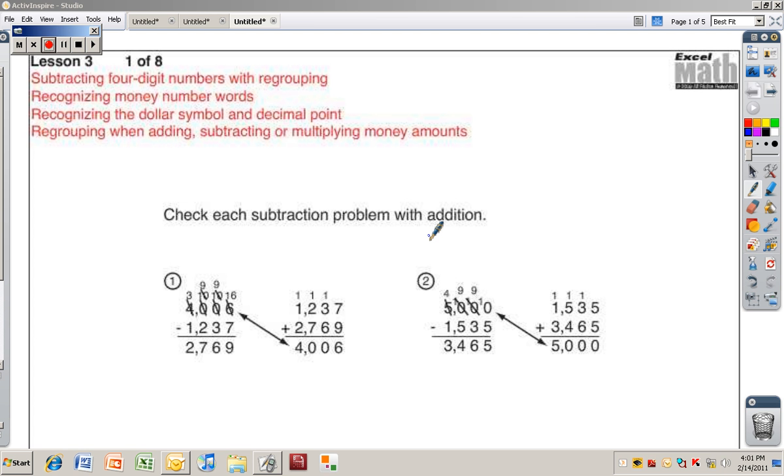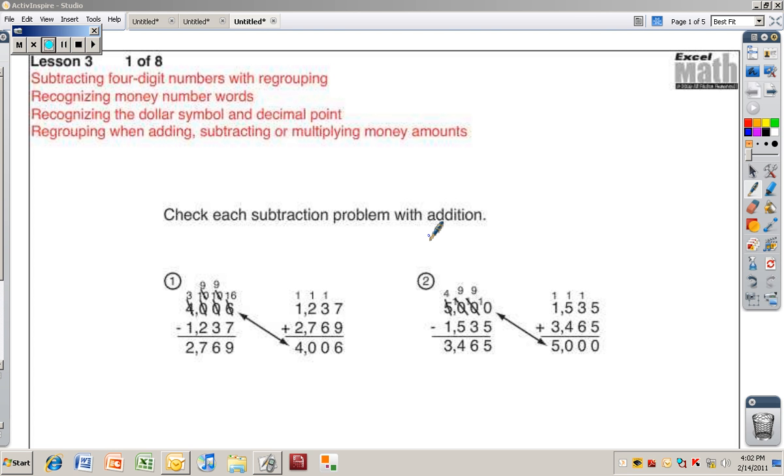All right, this is 5th grade Excel, lesson 3: subtracting 4-digit numbers with regrouping, recognizing money number words, recognizing the dollar symbol and the decimal point, and regrouping when adding, subtracting, or multiplying money amounts. A lot of different ideas in this lesson, but everything in here should be a review of things that you've done before. Check each subtraction problem with addition.